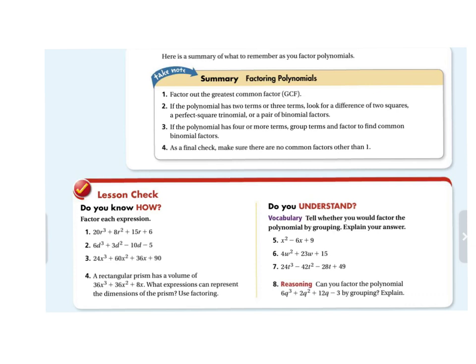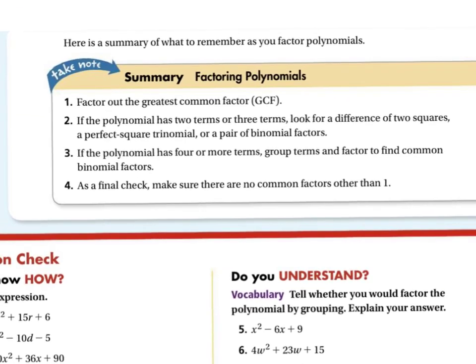So the summary just goes through different things to consider, and these should be on the sheets that I gave you, just considerations. First thing always should be trying to factor out a greatest common factor. And then from there we can just look at other different options. If there's only 2 terms, difference of squares. If it's 3 terms, we're trying to factor it into 2 binomials. If there's 4 terms, then we're going to do factoring by grouping. And then they just mention a final check. Make sure there's no common factors other than 1 in any of your binomials or anything.